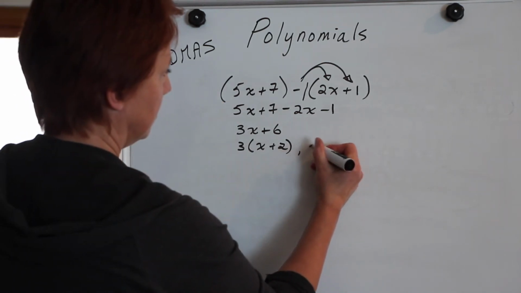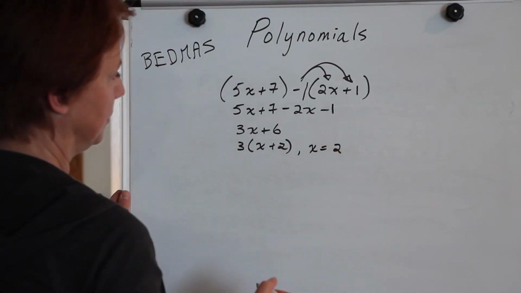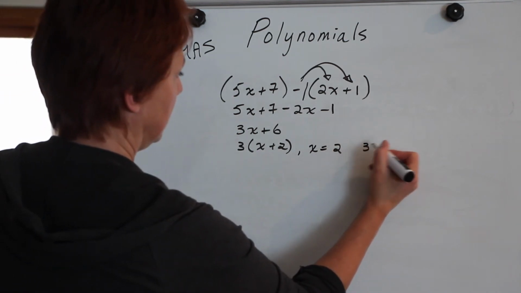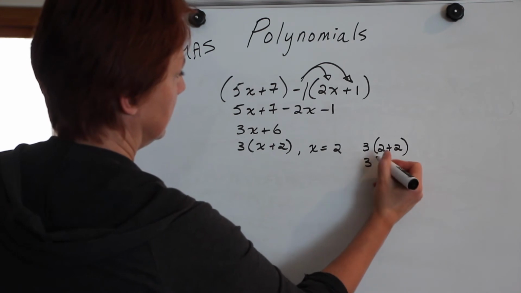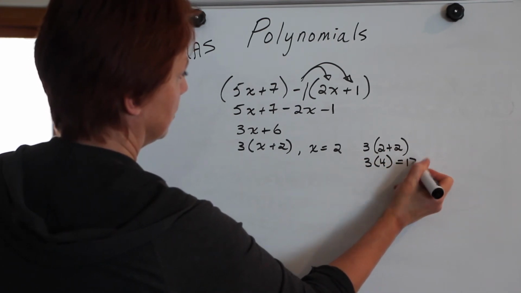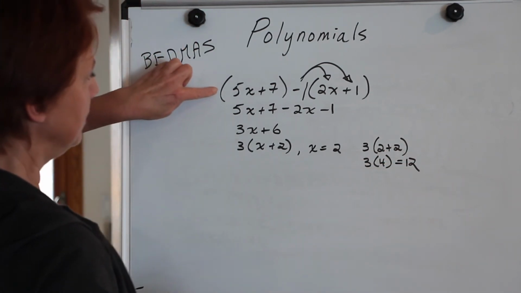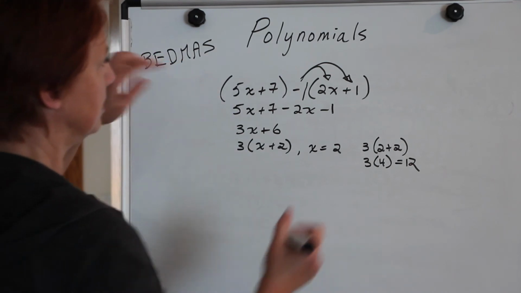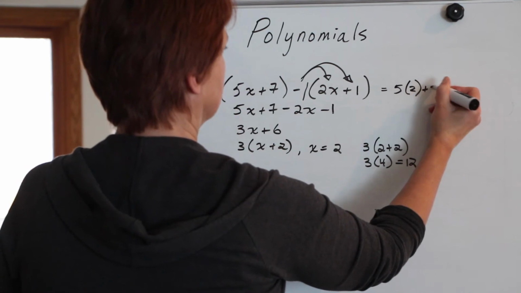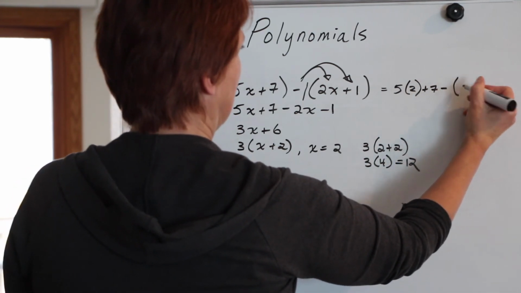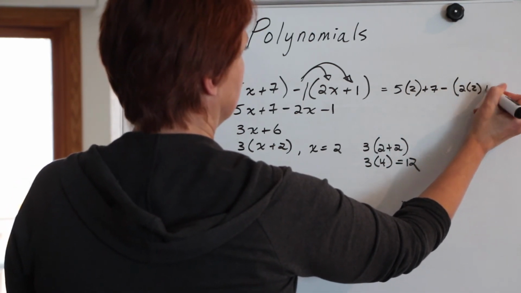So let's make x equal to 2 here, nice and simple, okay? So 3 times 2 plus 2 is 3 times 4, which is 12. So if we put the 2 in here, we should get the same answer. So 5 times 2 plus 7 minus bracket 2 times 2 plus 1.